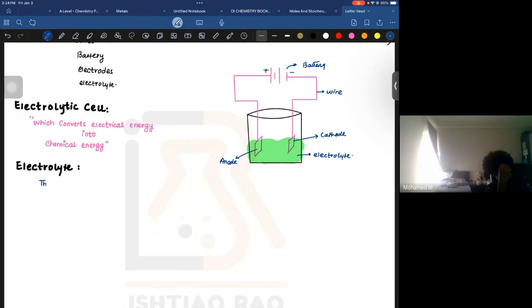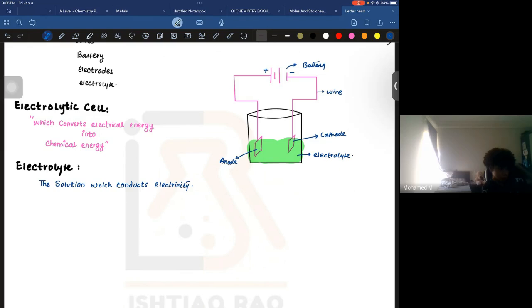So it is the solution which conducts electricity. Sir, for the electrolytic cell, is it the beaker? Exactly, yes, this is the beaker. Is it the beaker which converts electric energy into chemical energy? Okay. So the electrolyte is the solution which conducts electricity.